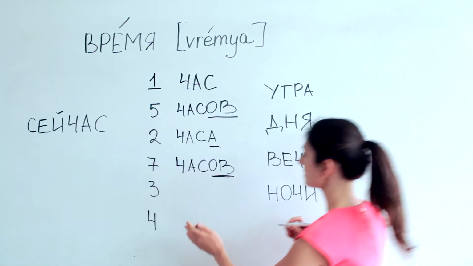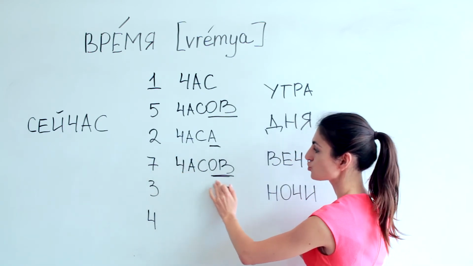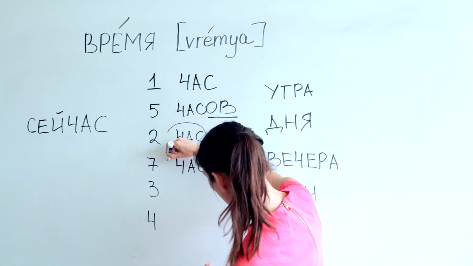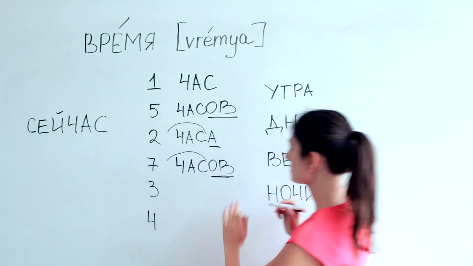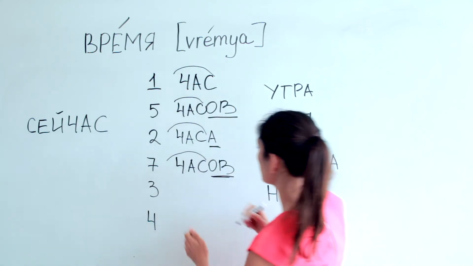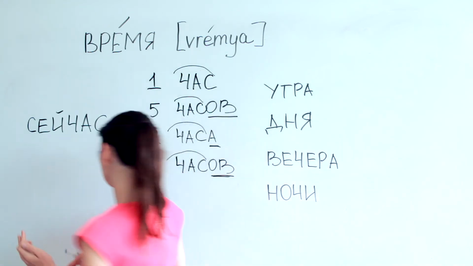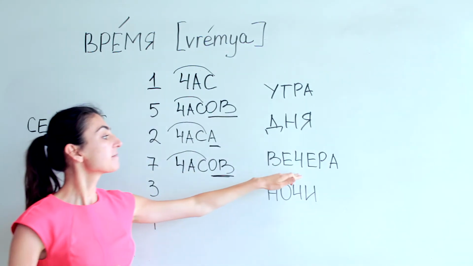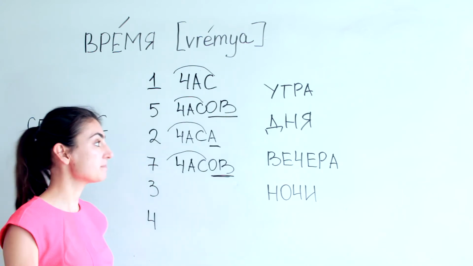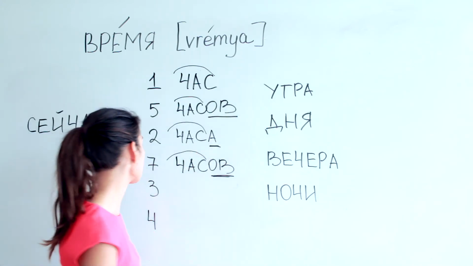Again, I want to underline, so it's 2 часа, but 7 часов. Час is the root of the word. It doesn't change, you see? It's one and the same. So, сейчас 7 часов, let's say in the evening. Вечера. Okay, if it's in the morning, it's a.m. Утра. Okay, good job.